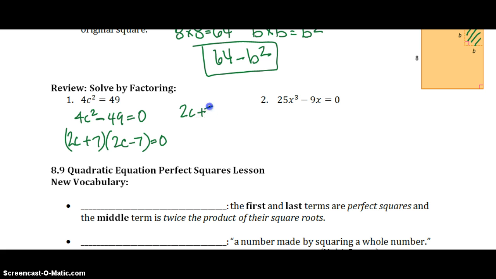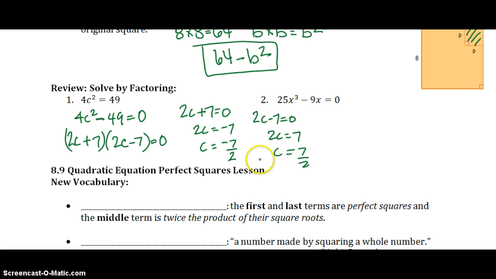So 2c plus 7 equals 0. So 2c equals negative 7. c is negative 7 over 2. And 2c minus 7 equals 0. So c equals positive 7 over 2.